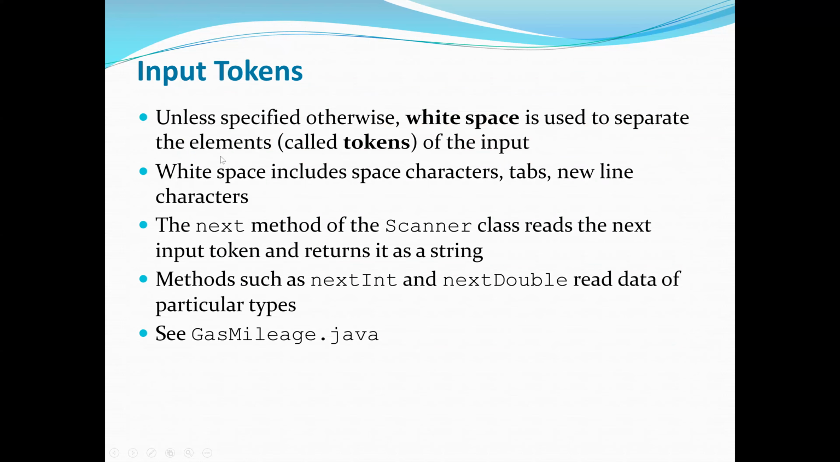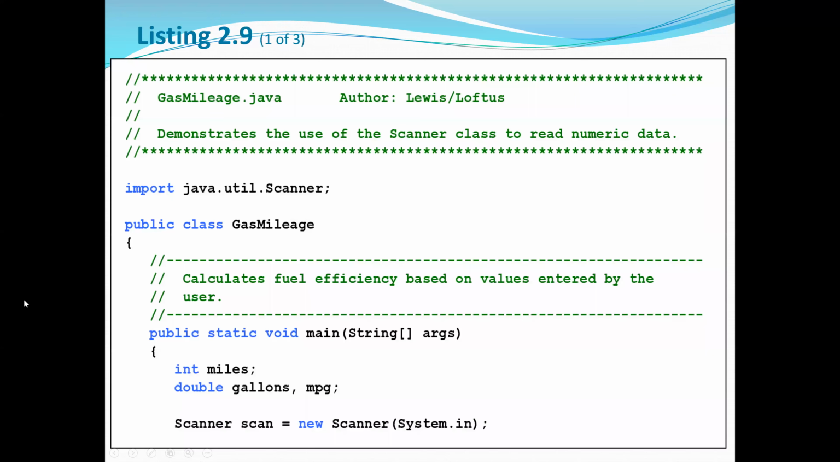Now in Java, we have something called input tokens. Again, unless specified otherwise, white space is used to separate elements, which are called tokens of the input. So white space includes space characters, tabs, new line characters, etc. Now the next method of the Scanner class reads the next input token and returns it as a string. Methods such as nextInt and nextDouble will read data of a particular type.